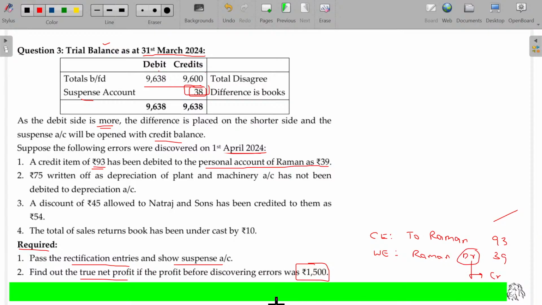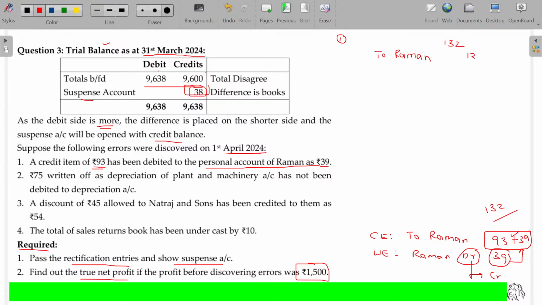To reverse, this should be credited. So naturally, what happens? To Raman, credit. Rectification entry. This one is also credit. This 39 debit, to cancel that, it should also be credited. Now, what is the total value? 132.